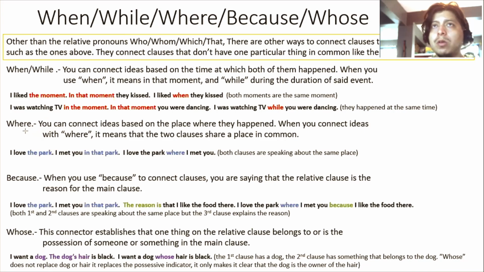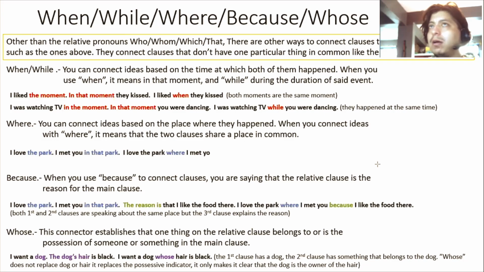You can use "where" to connect ideas based on the place where they happened. When you connect ideas with "where", it means that the two clauses share a common place. I love the park, I met you in the park. I love the park where I met you. Both clauses are speaking about the same place. So that's also, I hope, very simple.